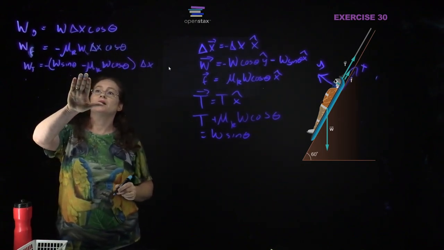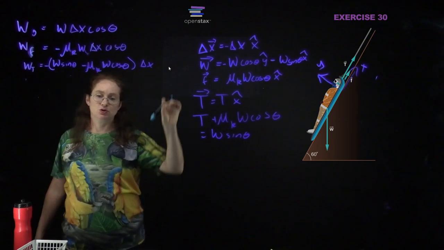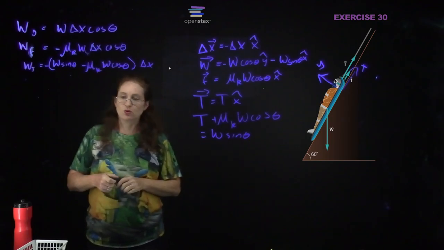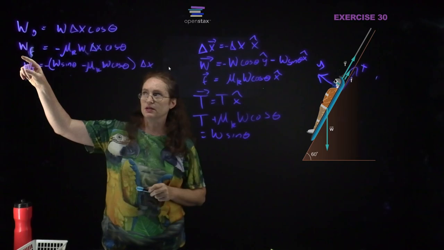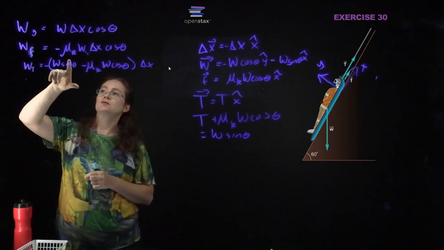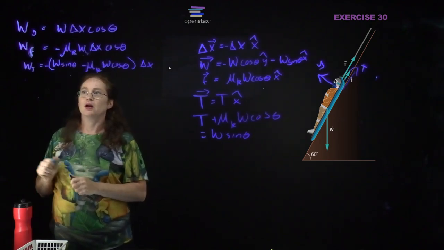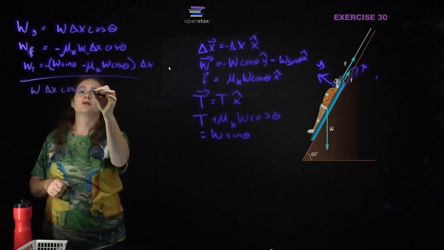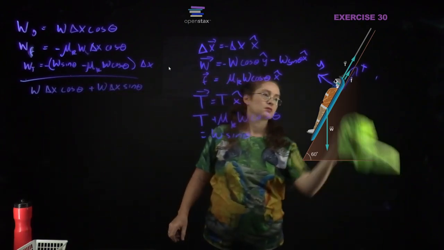Now, note that if you add this all up together, you should get cancellations. Okay, so here's how you get each of the different parts. And then what is the total work done? So the easiest thing to do is say that the work done by the tension and the friction is equal. These two parts cancel out, and the total work is going to be W delta X cosine theta plus W delta X sine theta. All right.